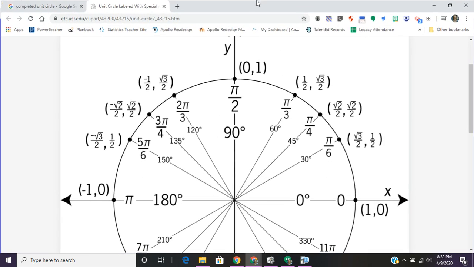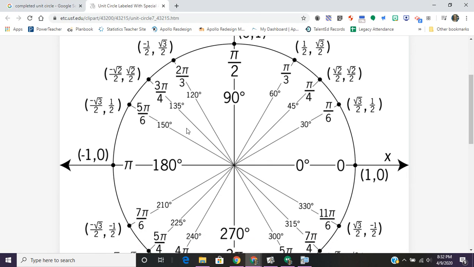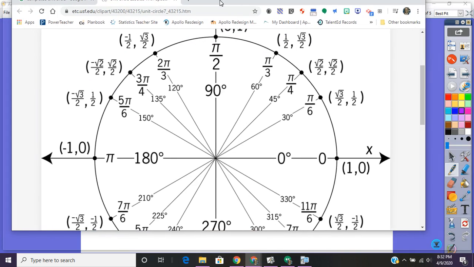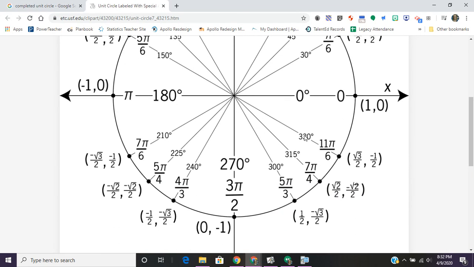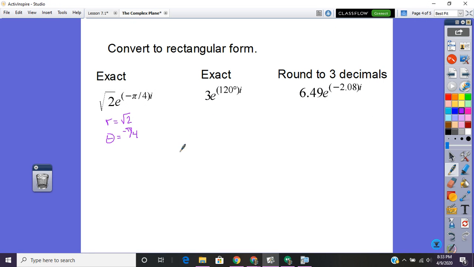Let's pop this over here. So our r was square root 2, and our theta was negative pi over 4. Well, negative pi over 4 is down here. Cosine at negative pi over 4 is square root 2 over 2, and sine at negative pi over 4 is negative square root 2 over 2. So those are both easy to use here.